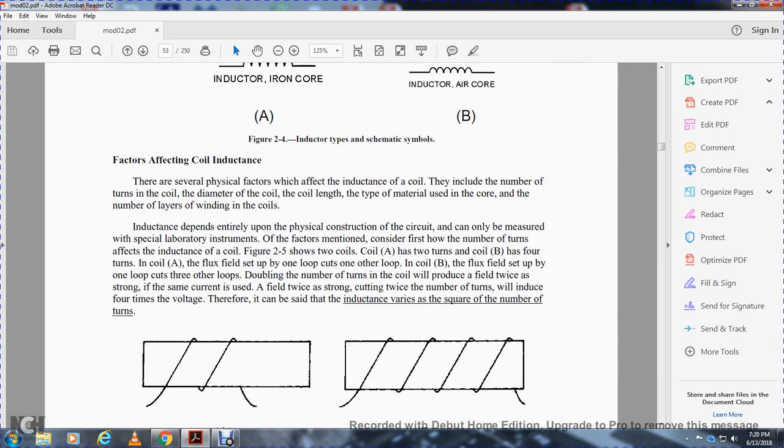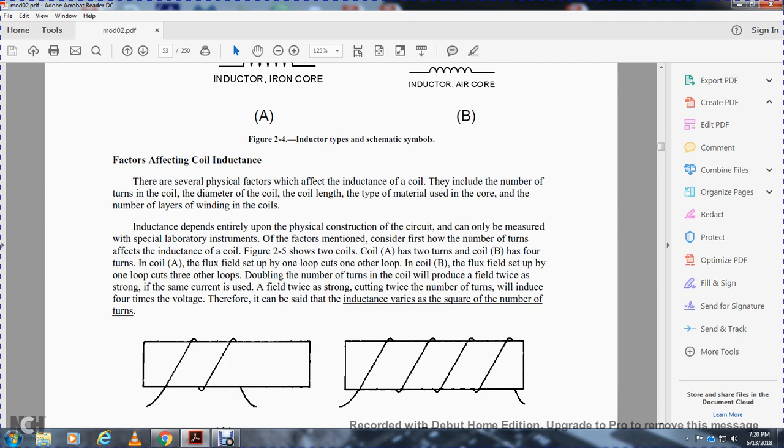Factors affecting coil inductance. There are several physical factors that affect the inductance of a coil. They include the number of turns of the coil, the diameter of the coil, the length, the type of material used in the core, and the number of layers of winding in the coil. The inductance depends entirely on the physical construction of the circuit and can only be measured with a special laboratory instrument. Consider first the number of turns affecting the inductance of the coil.